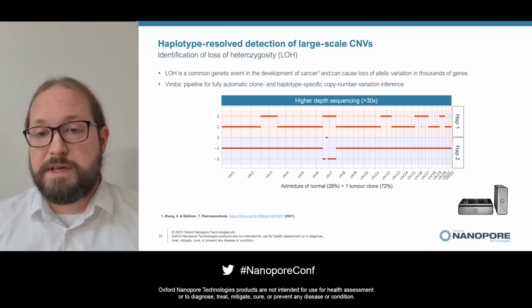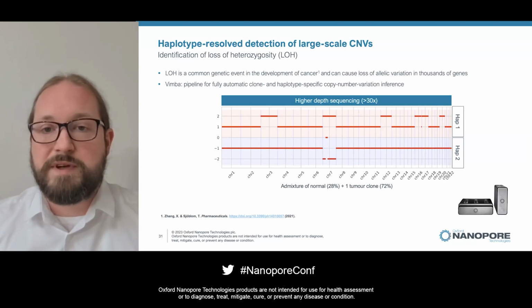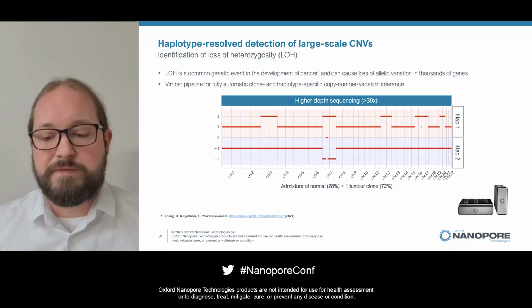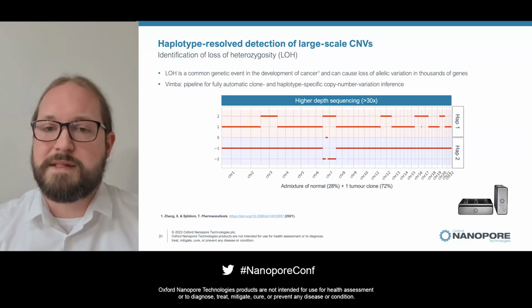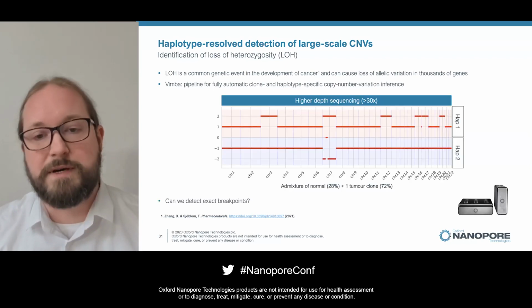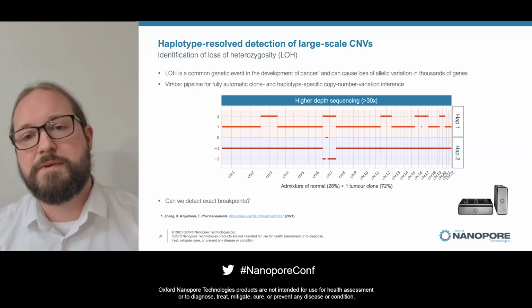This is all really nice, but we're working with long reads that map uniquely across even repetitive regions. So the question is, can we detect the exact breakpoints for this event as well? That's what we want to look at next.